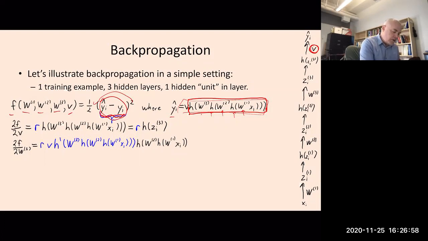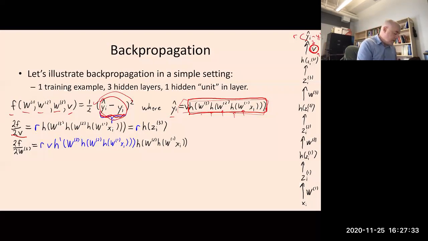So you'll note that R is sitting here. So this is R. R is available above V, and H of Zi3 is available below V. So we can take information from the forwards pass and the backwards pass, and that's enough information for us to compute the partial of the loss F with respect to V.